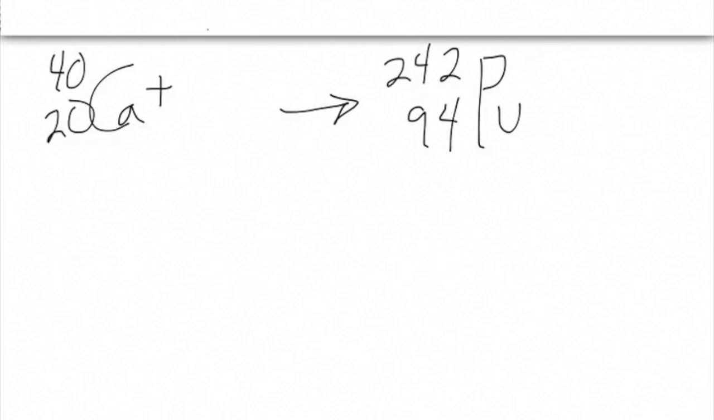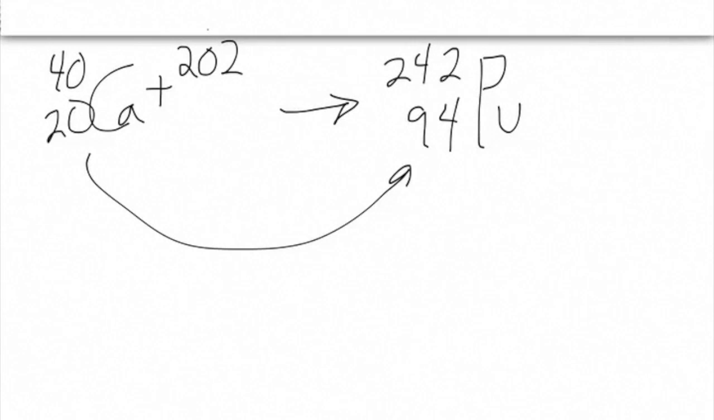So the first thing is, well, what's the difference in mass? 40 to 242, the difference is 202. 20 to 94, the difference is 74. So I've got some new other element that's colliding with calcium that's got a mass of 202 and an atomic number of 74. And if you look up atomic number 74, it's tungsten, which has a symbol of W.